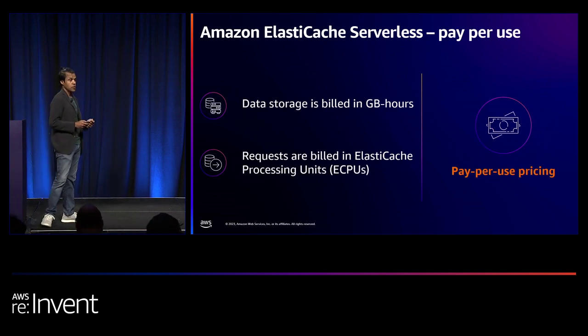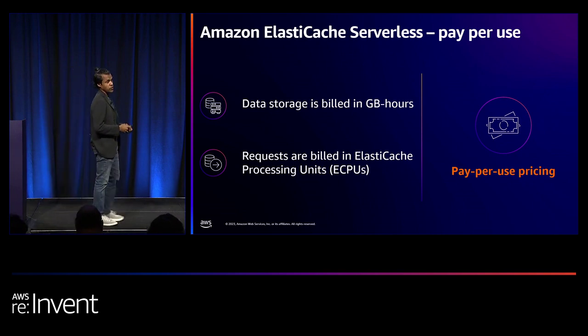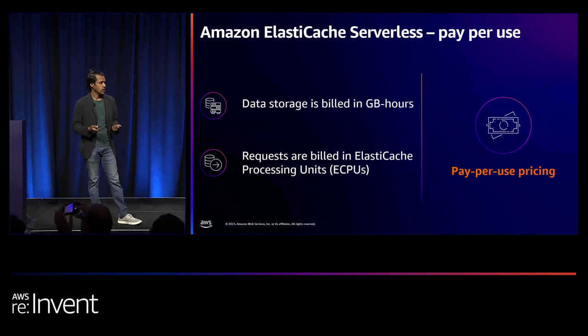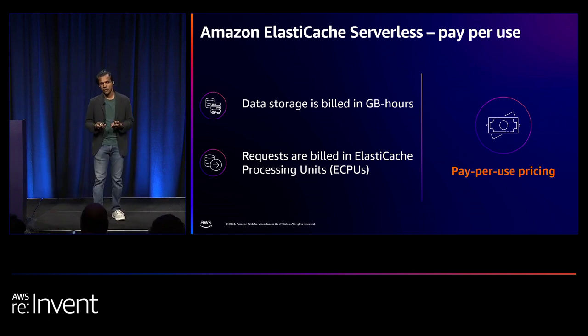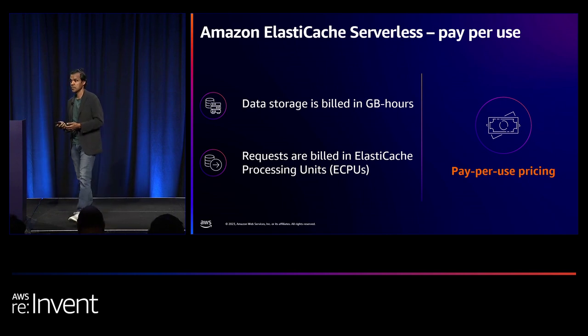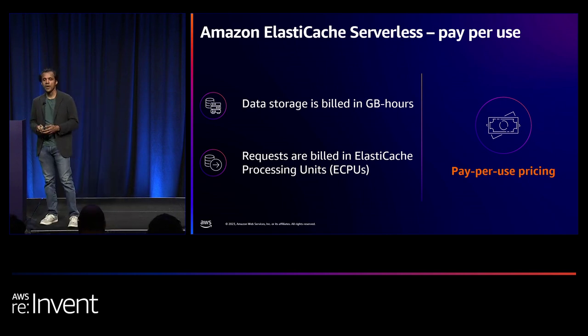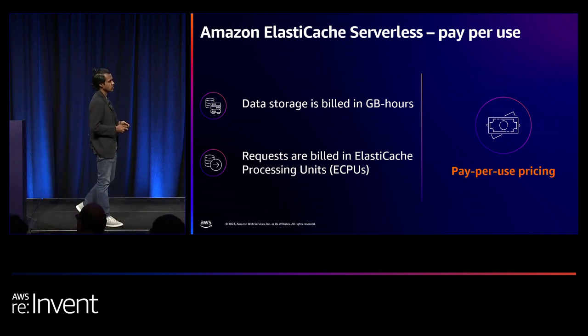We decided to give you pay-per-use pricing, right? You don't pay for capacity at any given time. You're not paying for the capacity that is behind the cache. You're paying for your actual use. You're paying for the amount of data you store that is billed in GB hours, and you're paying for the requests that you execute on the cache in a new unit called ElastiCache processing units.